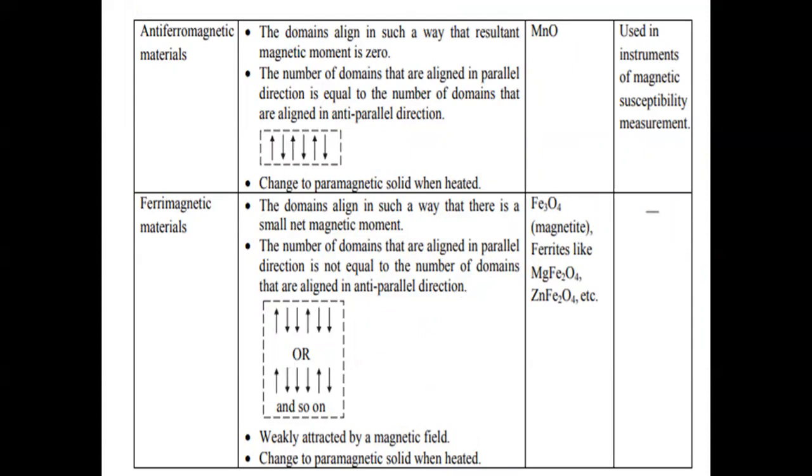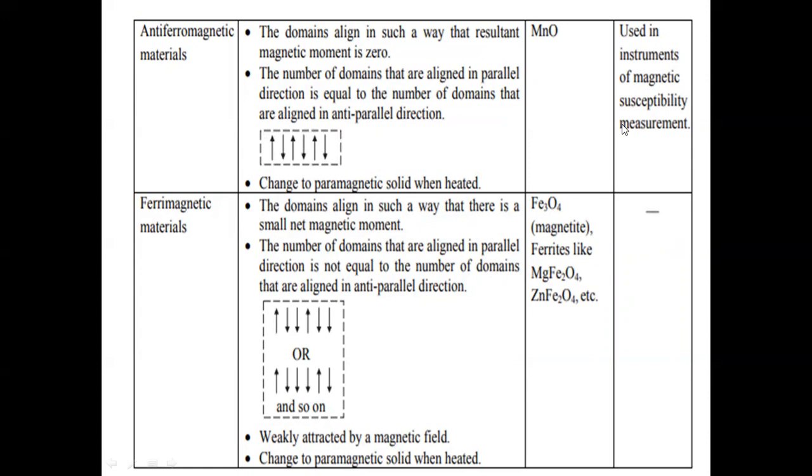Then antiferromagnetic materials. Antiferromagnetic is just the opposite of ferromagnetic. Here, an equal number of unpaired electrons are oriented in opposite directions, so the magnetic moments cancel each other, and they are repelled by an external magnetic field. These are used in instruments for magnetic susceptibility measurement. The example for an antiferromagnetic material is MnO.